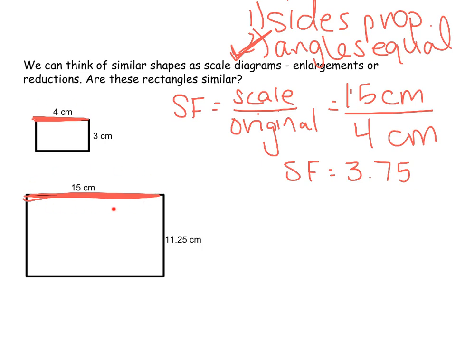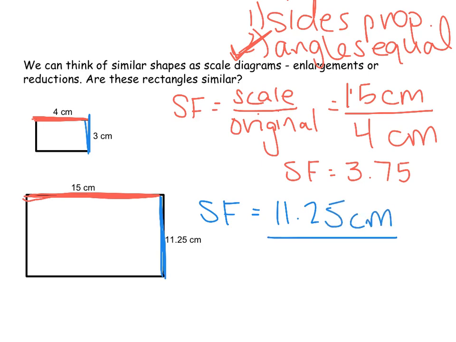So our red sides, we used a scale factor of 3.75 to go from this 4 centimeter side to this 15 centimeter side. Now to double check that, let's check our other corresponding sides. So we have our blue corresponding sides. So again, our scale factor is the scale length, which would be this one here, 11.25 centimeters divided by the original, which is this one over here, 3 centimeters.